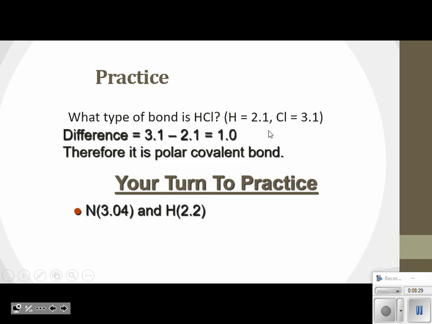Now, let's think about this. What's going to happen with this bond? Go ahead and do the math yourself and think in your head, what is going to happen between a bond of nitrogen and hydrogen?